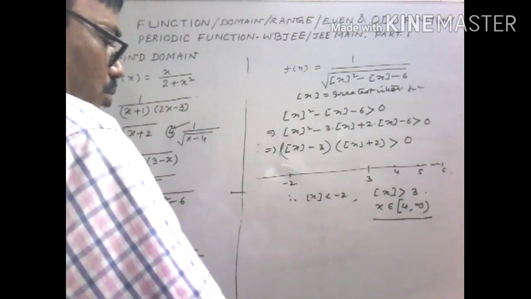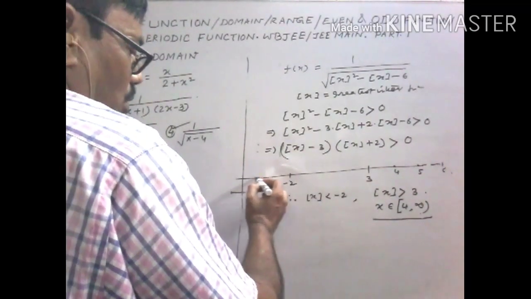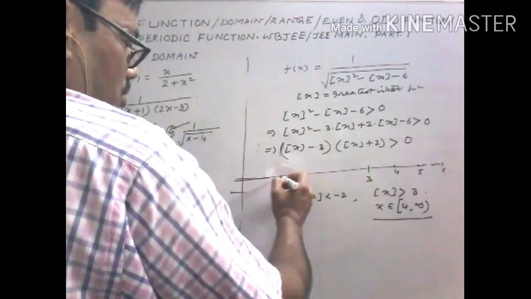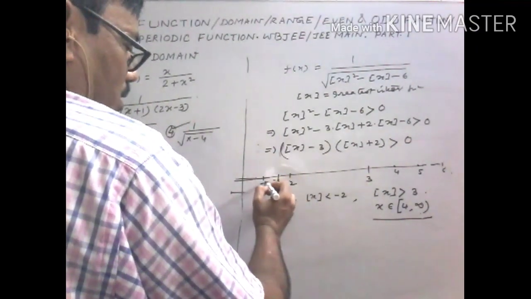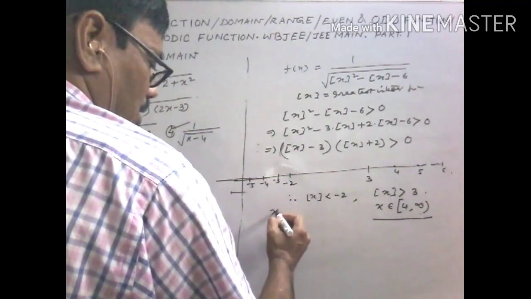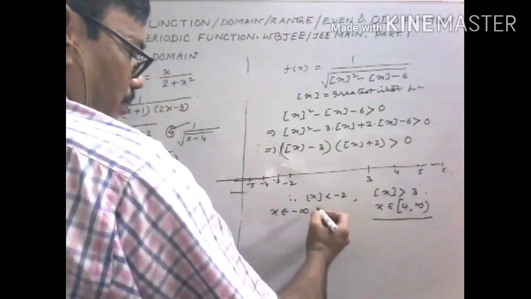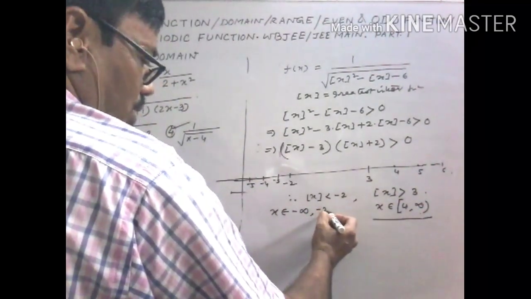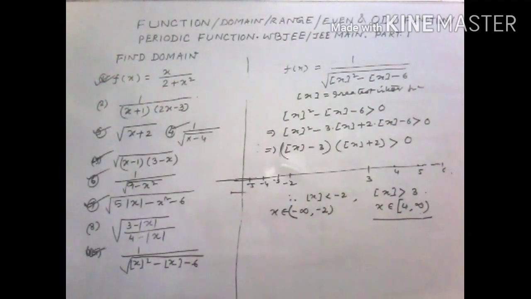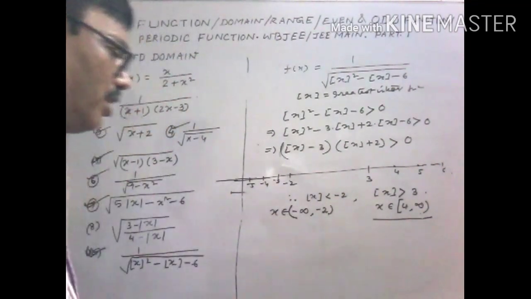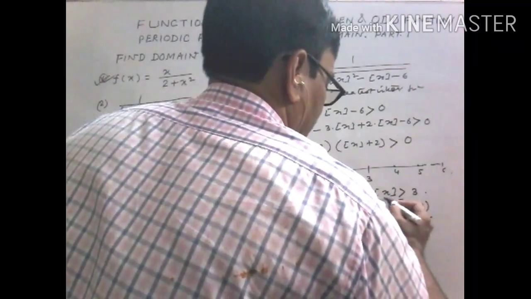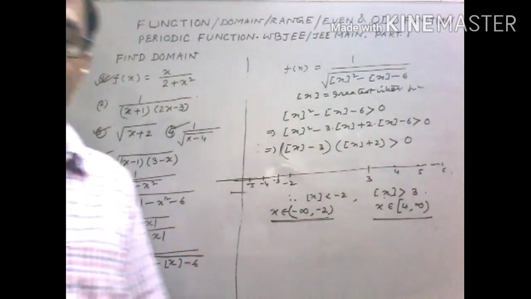Now, x less than minus 2. So the value is always less than minus 2. So this is minus 3, minus 4, minus 5, in this way. So x belongs to minus infinity to minus 2. So we can also take minus 2. If we take minus 2, then it is a round bracket. So minus 2 is not included. We get this one, and from x greater than 3, we get this.